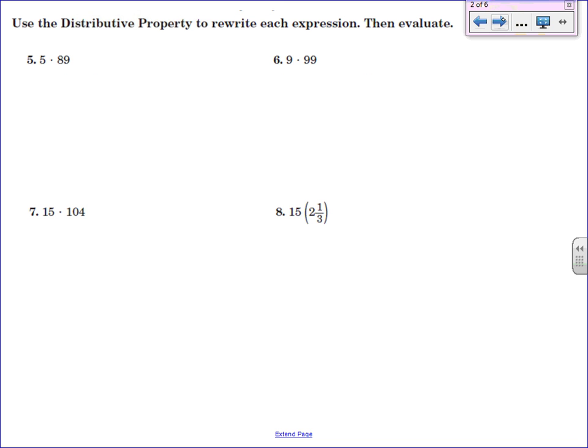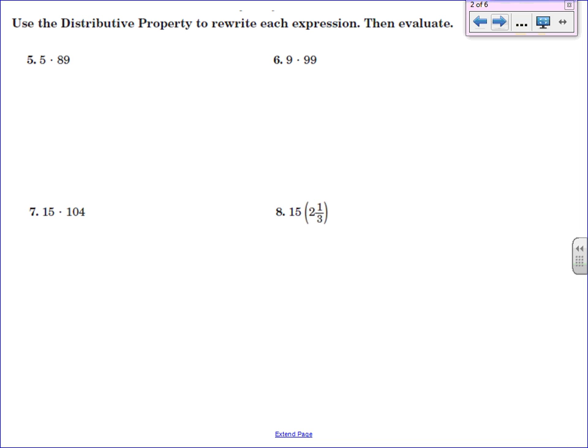In the next couple of problems, we actually see how the distributive property is useful for doing mental math. The whole point of learning the distributive property is to be able to do the mental math very quickly. So we have 5 times 89. Now, I don't know right offhand what 5 times 89 is. I could do it the long way, but an easier way is to think of 89 in a different way.